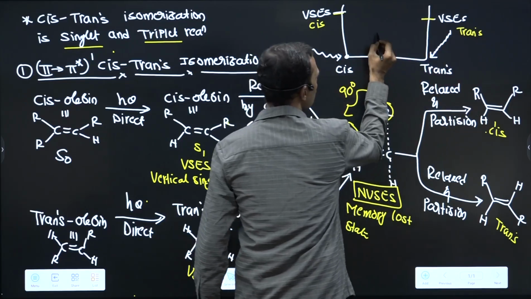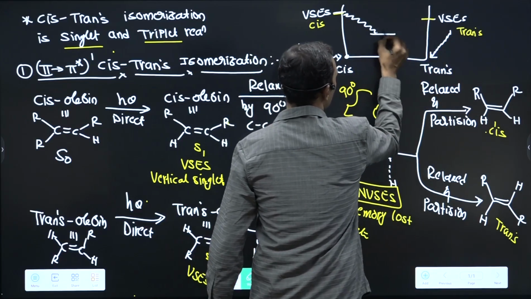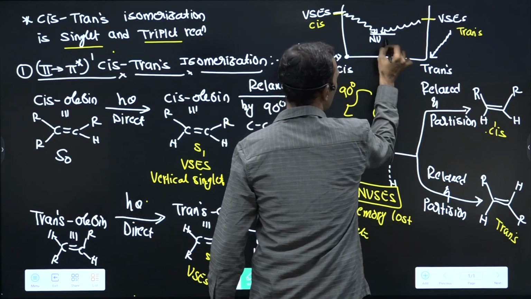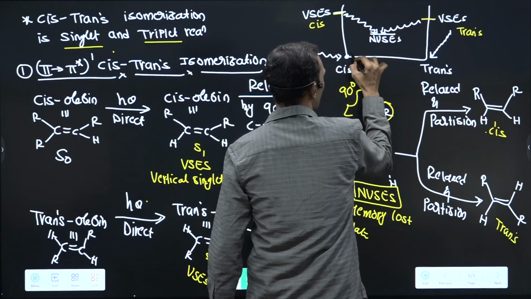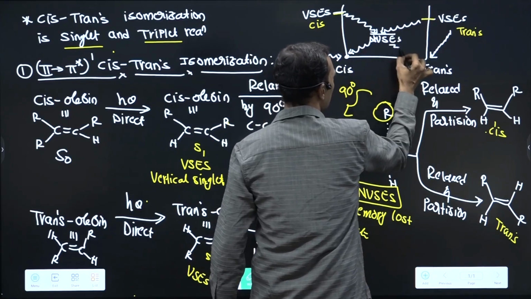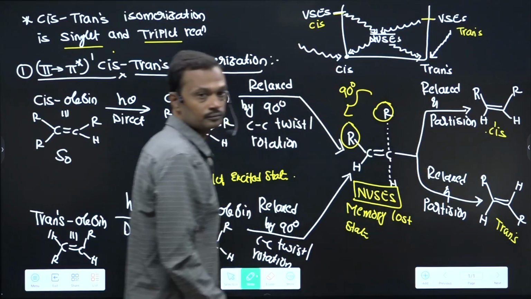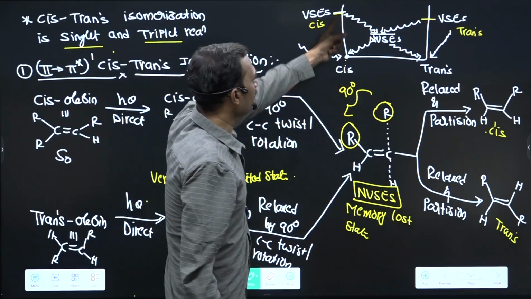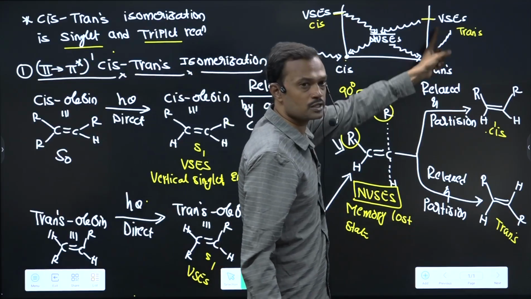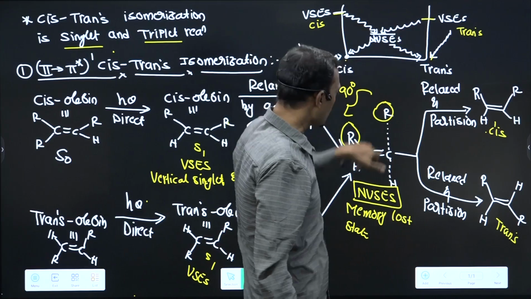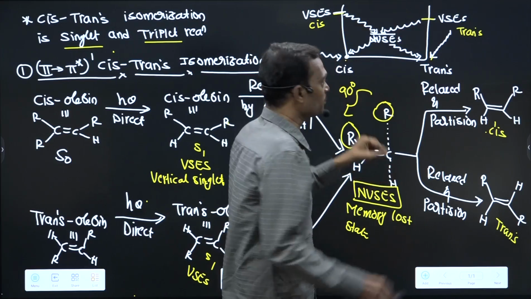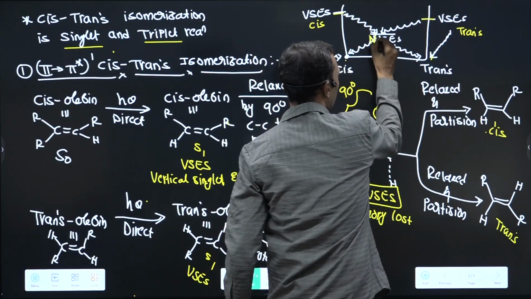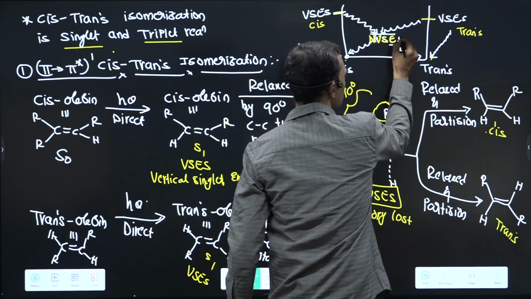Now both will reach one state. What is that? Non-vertical singlet excited state. From there onwards you will get the cis isomer and here the trans isomer. First the cis isomer absorbs energy and is excited. The trans isomer also absorbs energy and is excited. Both reach a constant energy. What is that? Non-vertical singlet excited state. From there onwards the percentage will be distributed. So this is called the non-vertical singlet excited state.